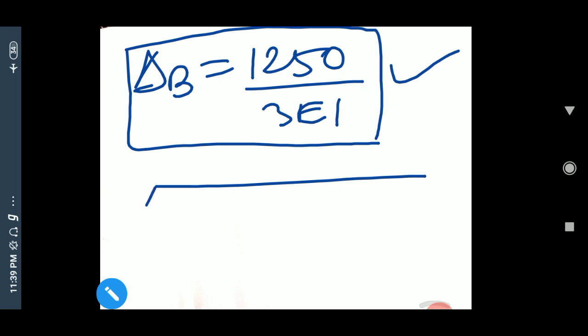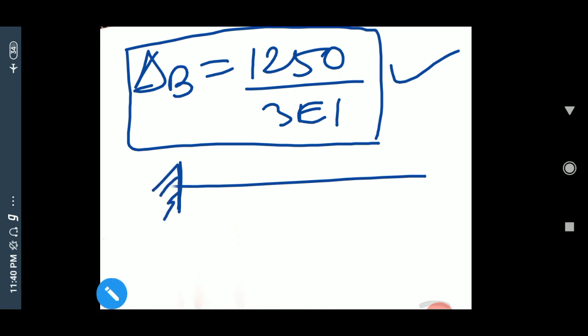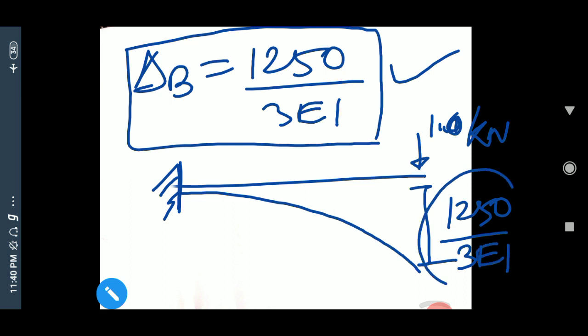This was a cantilever beam where the 10 kN load was acting. It gets deflected by this amount, 1250 by 3 EI. This is the value of deflection we have obtained. I think it is clear, so let's move to the second part. What does the second part ask? The second part asks what is the slope at B. So here we have to find the slope.